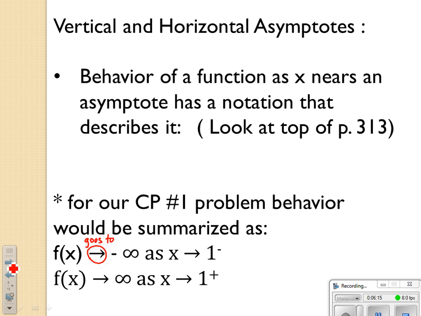So y goes to negative infinity as x nears 1 from this little negative sign, which means we came at our 1 from the left. Okay, so then the second line there said that our y values, or our f of x, goes to positive infinity as x went to 1 from the right. Okay, so as we closed in on it coming from the right, it went sky high real fast. It went to positive infinity. Okay, so that's just a little bit of notation for you.